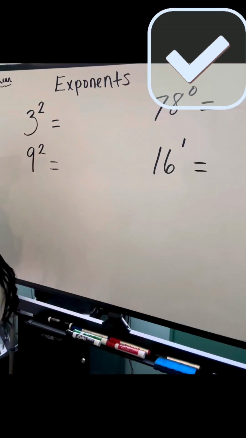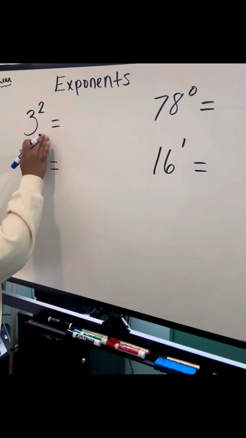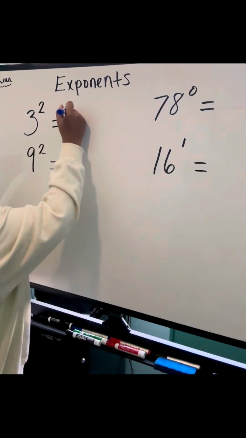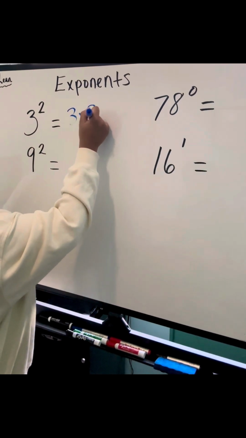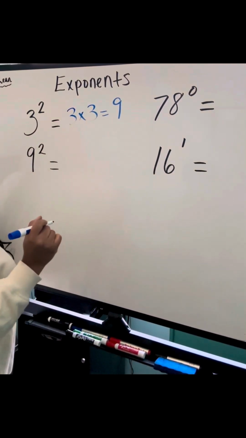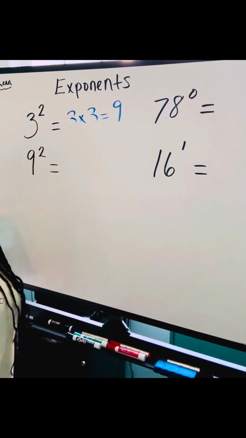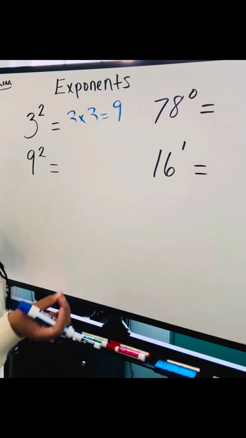All right, let's go over these answers. If you got 3 raised to the second power is equal to 9, then you are correct. 3 times 3 is equal to 9. Great. Let's look at example 2. 9 raised to the second power, or 9 squared. If you got 81, which is 9 times 9, then you are correct.